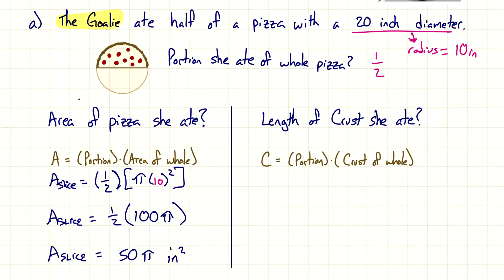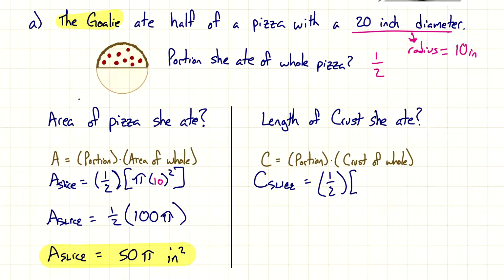All right. So what we did was we just figured out how much pizza the goalie ate. We could convert that to a decimal, but for right now I want us just to focus on exact answers. All right, so let's see how much crust did the goalie eat. So we're going to do the same thing here. So the crust, and really it's the crust of the slice still, right? We're still talking about the slice. And so we're going to do 1/2.